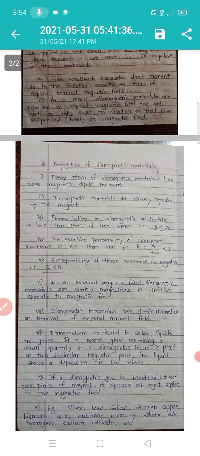Then the examples of the diamagnetic materials are silver, lead, silicon, nitrogen, copper, bismuth, gold, antimony, mercury, water, air, hydrogen, sodium chloride, etc. These are some examples of diamagnetic materials. Here we learned what the diamagnetic materials are and their properties. In the next class we learn the ferromagnetic materials and the paramagnetic materials. Thanks.